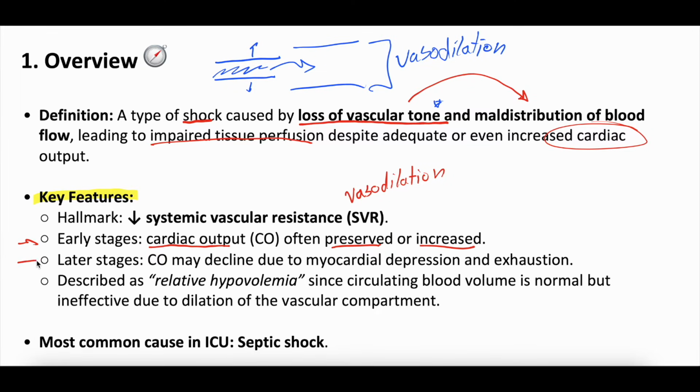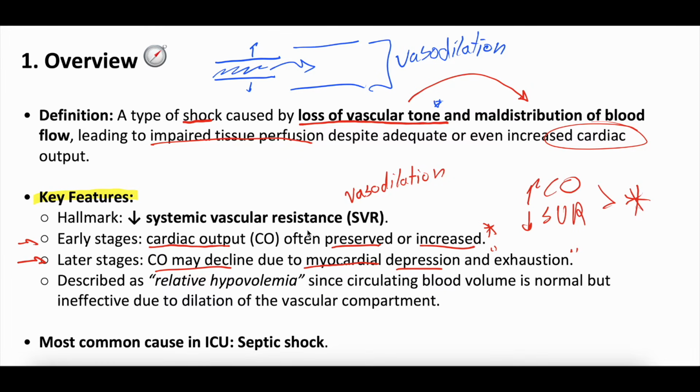As distributive shock worsens, though, in the later stages, your heart can only handle that type of stress and hyperactivity for so long. So eventually you might actually start to get some myocardial depression or, quote unquote, exhaustion, some myocardial injury from that hyperdynamic increased contractility workload, and that may lead to a decrease in your cardiac output in later stages of distributive shock. But in the early stages, you have increased cardiac output and decreased systemic vascular resistance. And we're going to get into both of these things more as this episode goes on here.